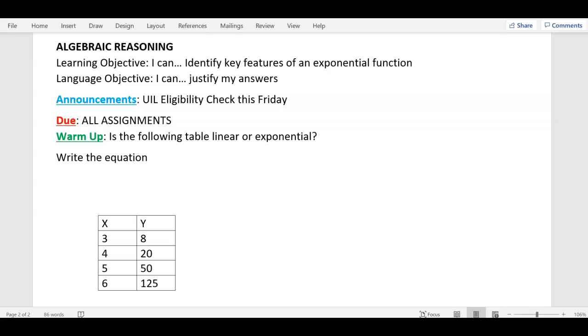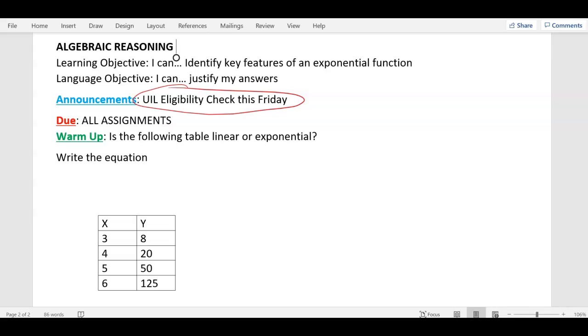So first thing when we're finding an equation of a table, by the way, UIL eligibility is this Friday, so you want to be passing by Friday. I'm not putting in any new grades, but you can still turn in stuff until Friday. Bring it up if you need to, okay? So after the warm-up, if you want to check that out and talk to me and game plan, we can do that, okay?